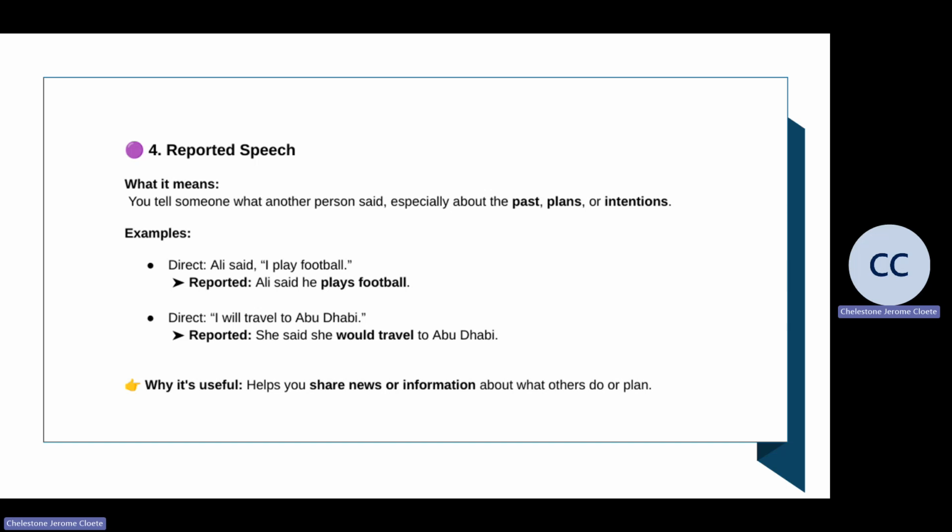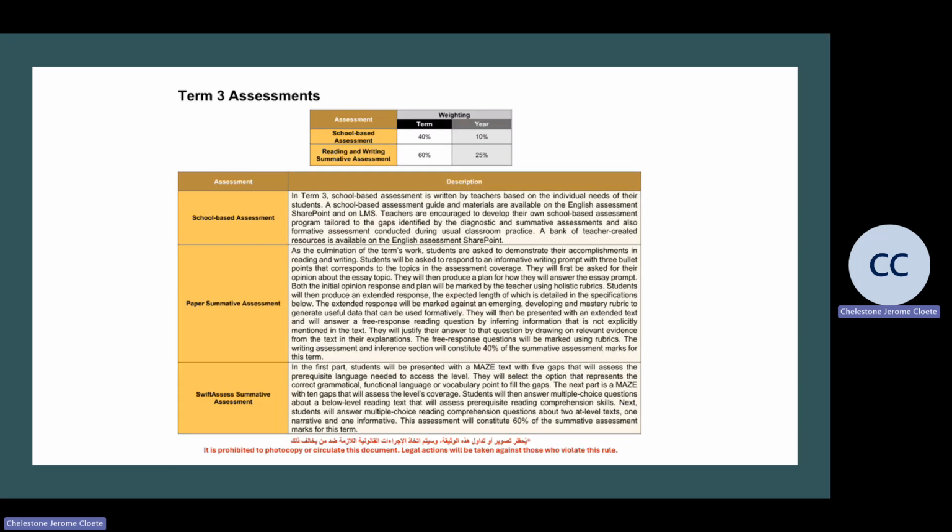Also, if she says, I went to school yesterday, then we change it to she said that she went to school the previous day. Okay, remember that. Why is it useful? It helps you share news or information about what others do or plan. Thank you. All right.